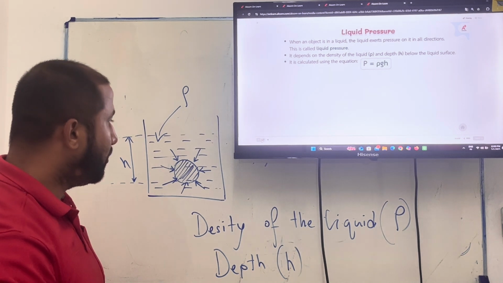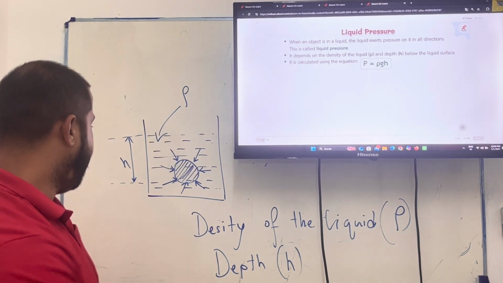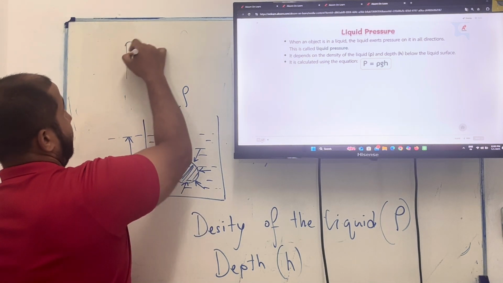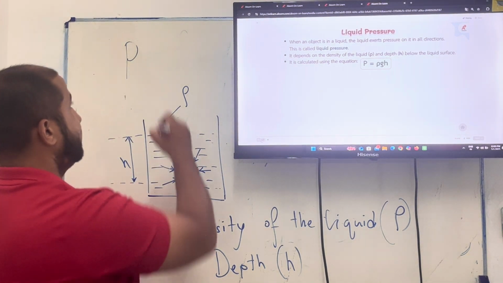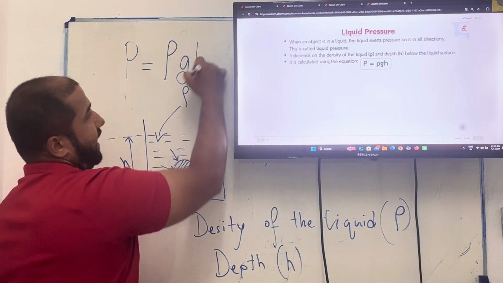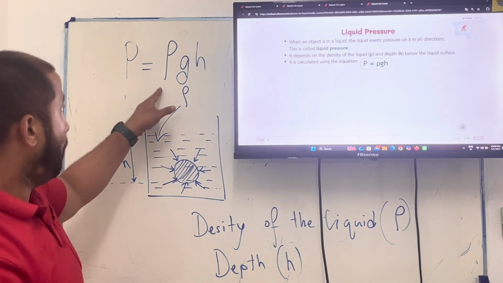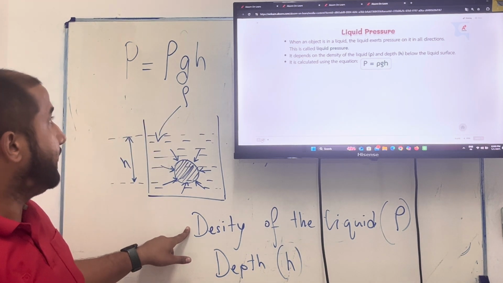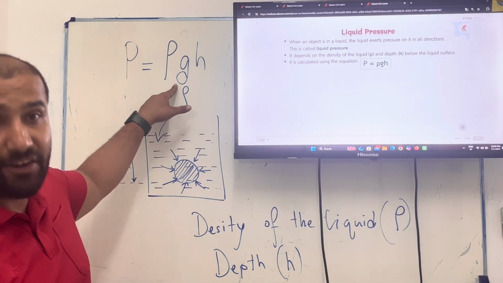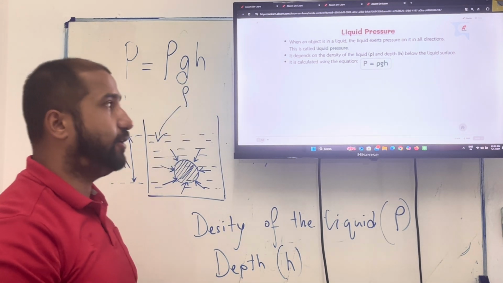So what is the formula for liquid pressure then? The liquid pressure is represented by P, which is equal to rho g H, where rho is the density of the liquid, g is the gravity, and H is the depth of the liquid.